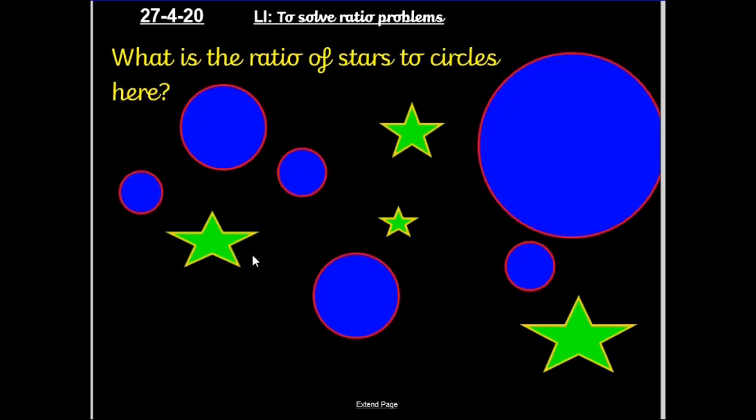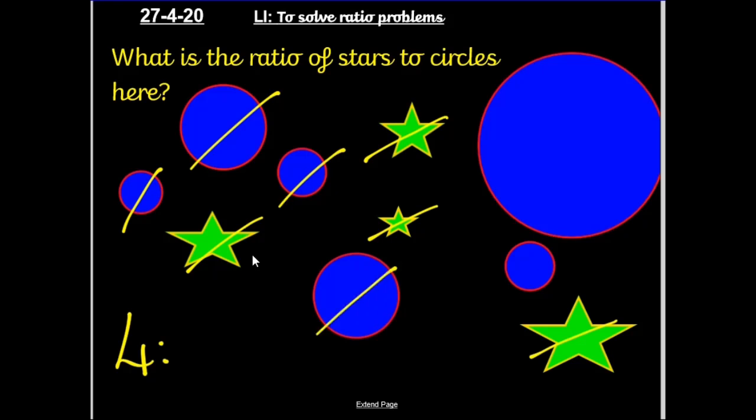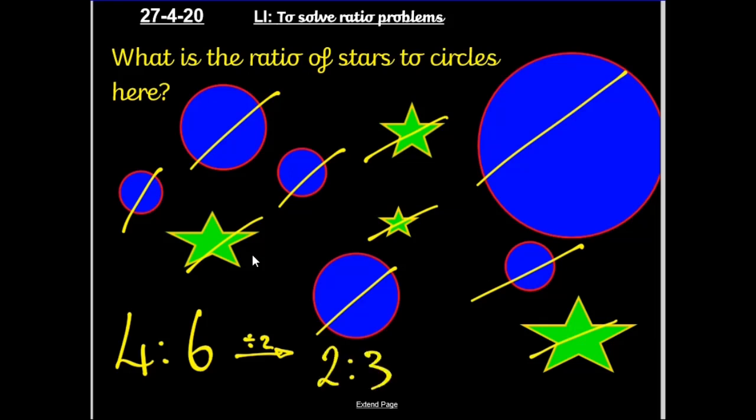Now then, what is the ratio of stars to circles here? What is the ratio of stars to circles? So, how would I solve this? Very simply, you count the stars and then you count the circles. So 1, 2, 3, and 4. So I've got 4 stars. So how many circles? 1, 2, 3, 4, 5, and 6. Okay, so the ratio is 4 to 6. Does it simplify? Are they both divisible by the same number? Of course they are. I can divide them both by 2, therefore leaving me the ratio of 2 to 3.